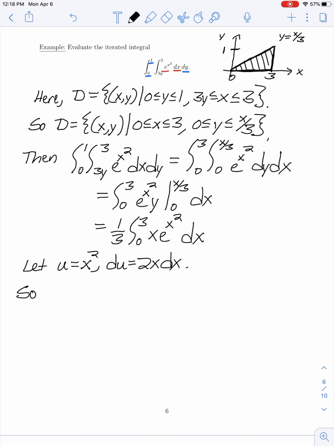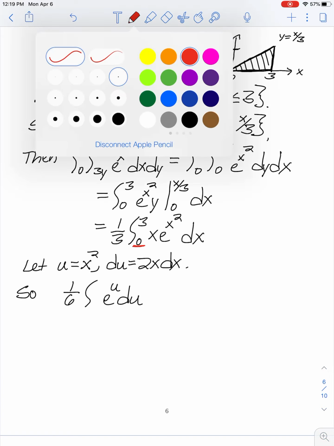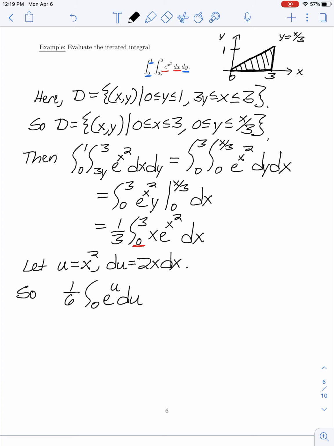So we have for our integral 1/6 integral of e to the u du. And let's change our limits of integration from x values to u values. So here, when x was equal to 0, u, which was x squared, would be 0. And when x is equal to 3, u, which is x squared, is 9.